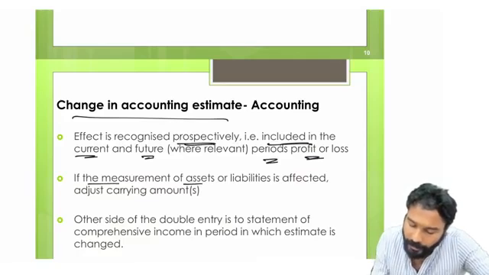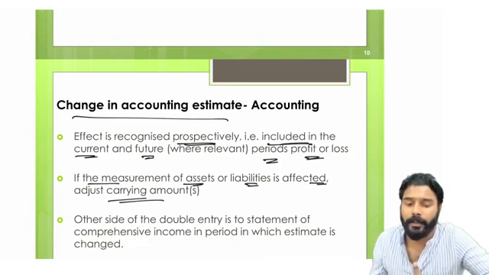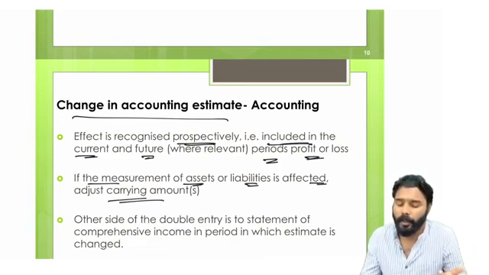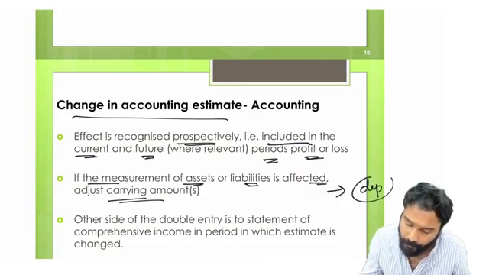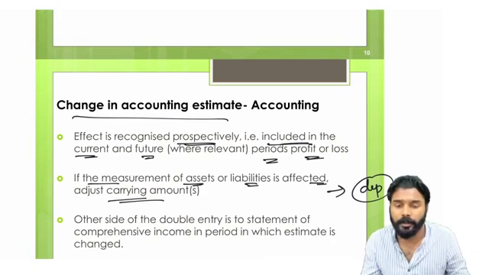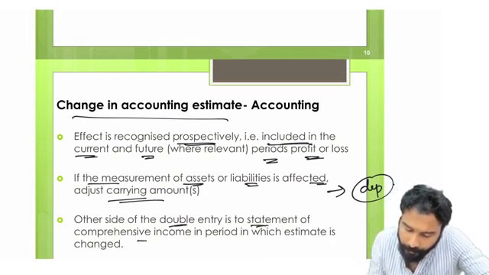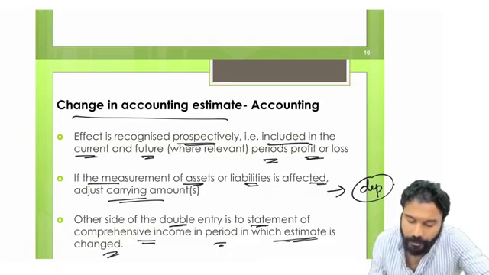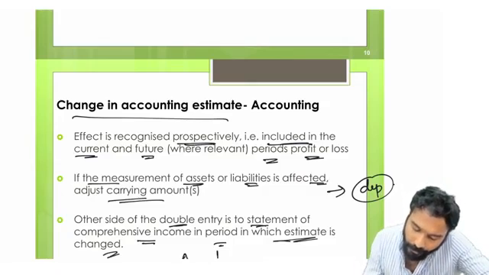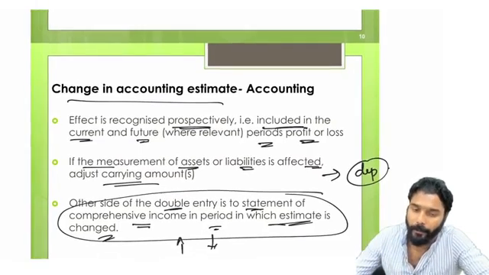If the measurement of assets or liabilities is affected, then we have to adjust the carrying amount. Let's say in the case of PPE, as a result of a change in the useful life or the residual value, there will be changes to depreciation methods as well as depreciation assumptions. So it can change the carrying value of the asset, and we have to make those changes. The other side of the entry is made in the statement of comprehensive income in the period in which the estimate is changed. If there is an increase in expense or a decrease in income as a result, we should account for it immediately in the statement of comprehensive income.